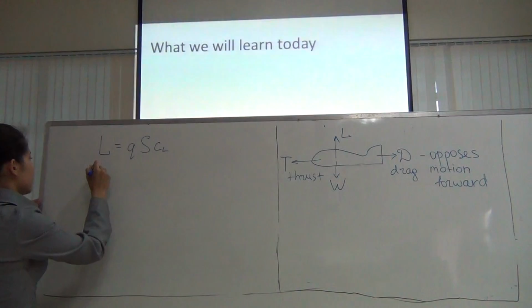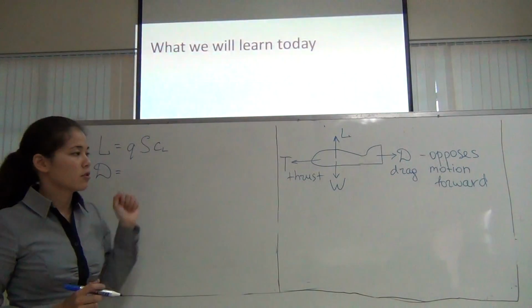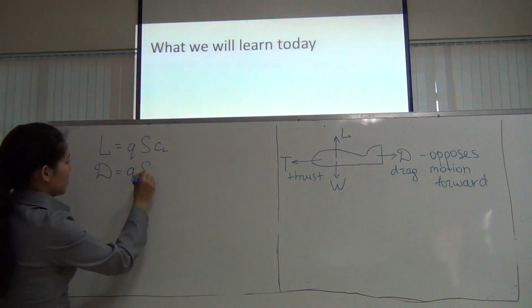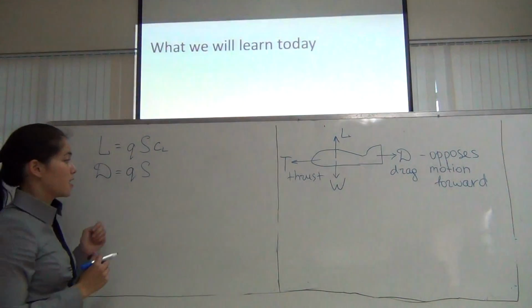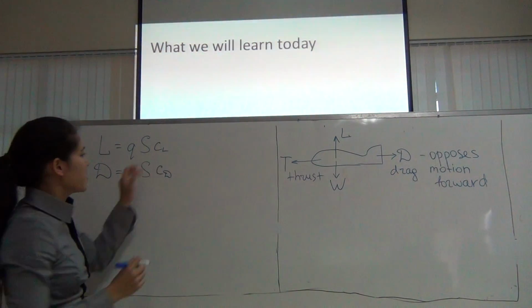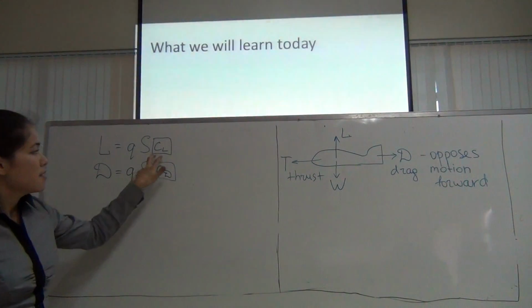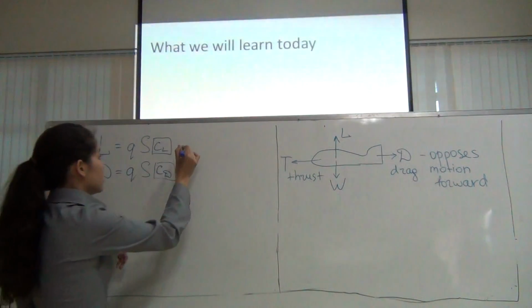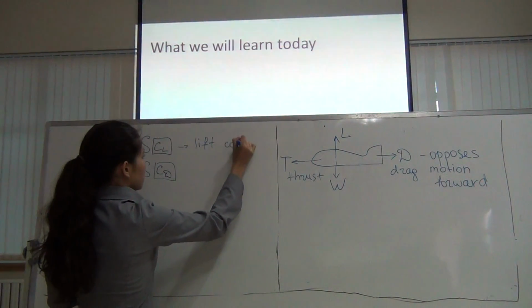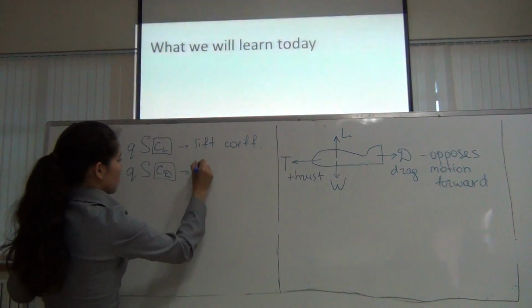And let's define drag at the same time. These are two main aerodynamic forces. Drag is equal to dynamic pressure multiplied by platform area. It's almost the same, but the coefficient is CD. So what are these coefficients? CL is called lift coefficient. And CD is called drag coefficient.